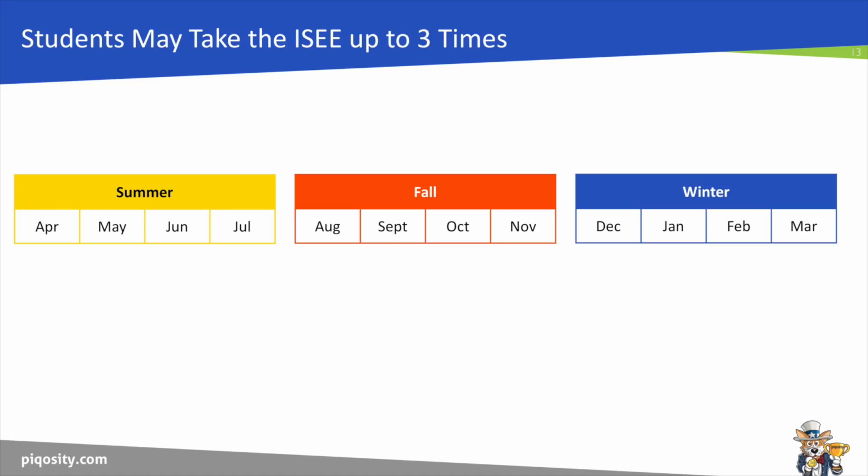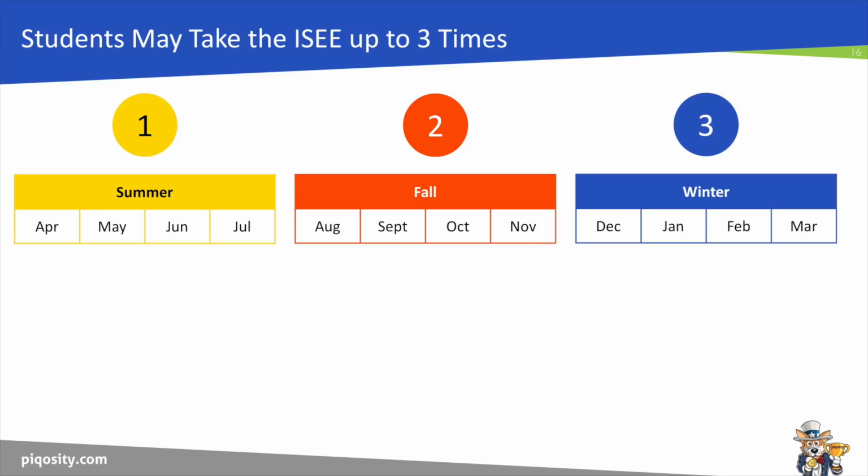Let's now assume that you are a current 7th grader looking to apply to 9th grade, which is generally the prime entry year for private high school. Your first opportunity to take the ISEE would be in the spring and summer during and after your 7th grade year, April through July. The second opportunity would be during the fall of your 8th grade year between August and November. The third and final opportunity would be during the winter of your 8th grade year between December and March.